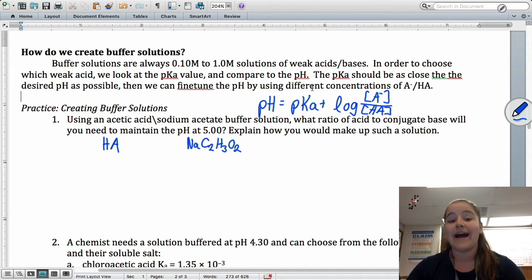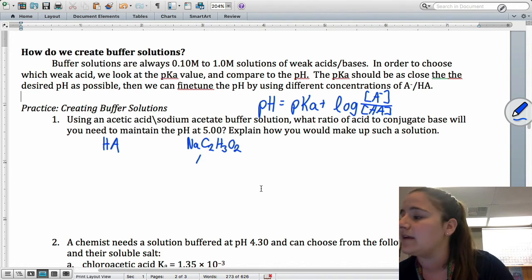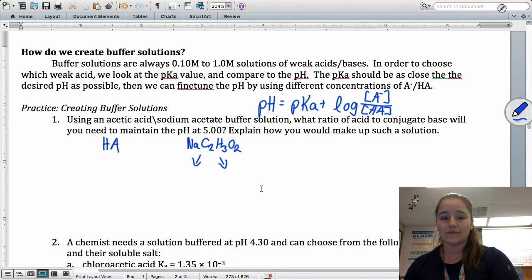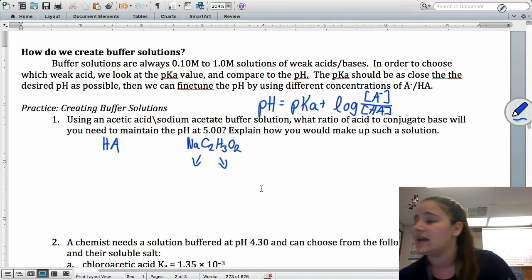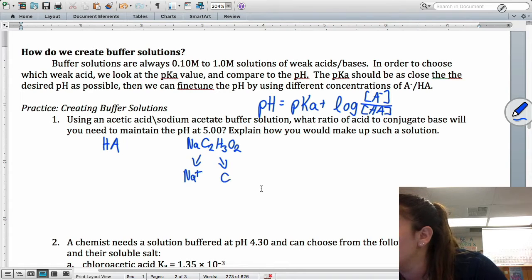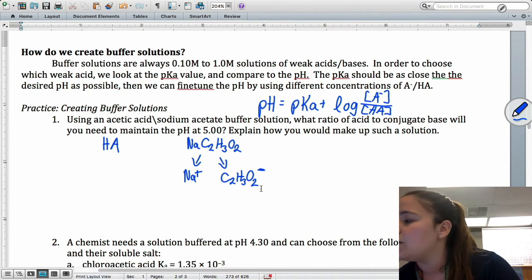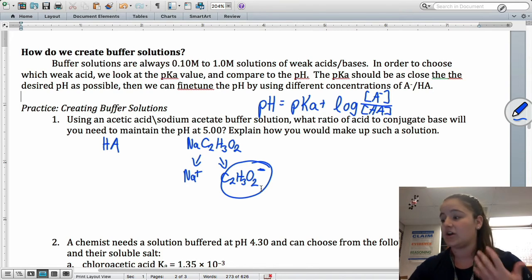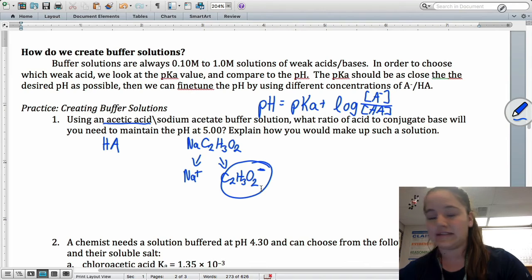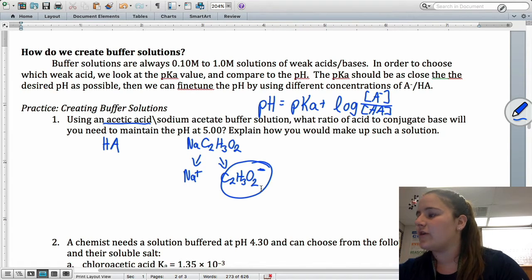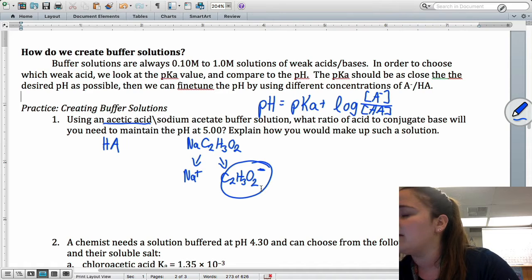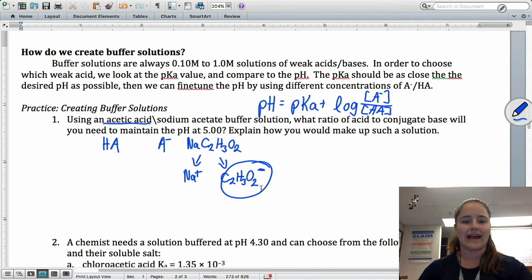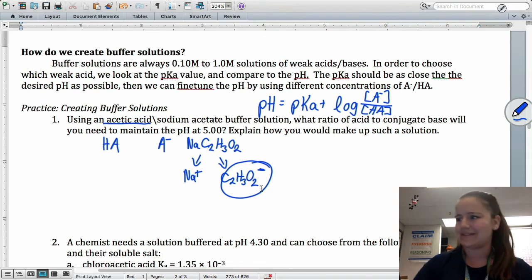And then remember, ionic compounds like sodium acetate will dissociate completely in water. So what's actually going to be in a solution of sodium acetate is our Na plus and our C2H3O2 minus. This is the ion that's creating our buffer. It's the conjugate base of acetic acid, and for our purposes right now, I'm just going to call that A minus: acetic acid without the hydrogen. It has a sodium instead.